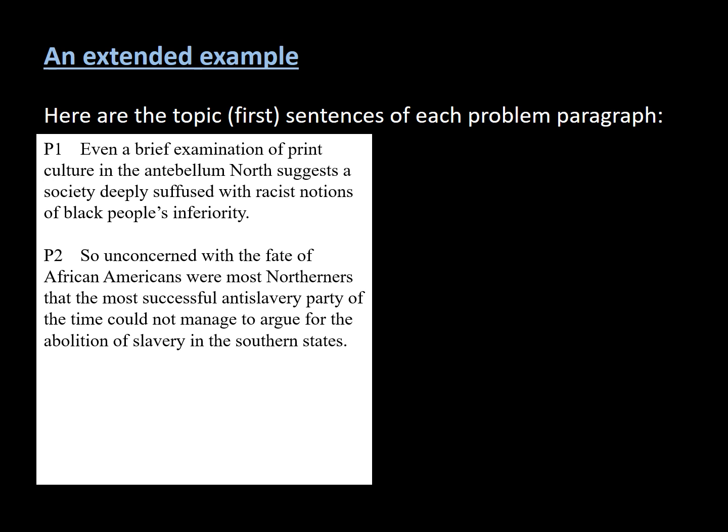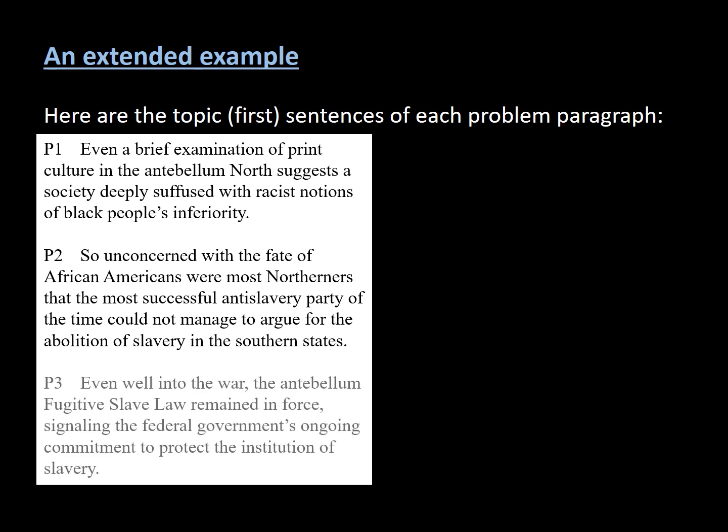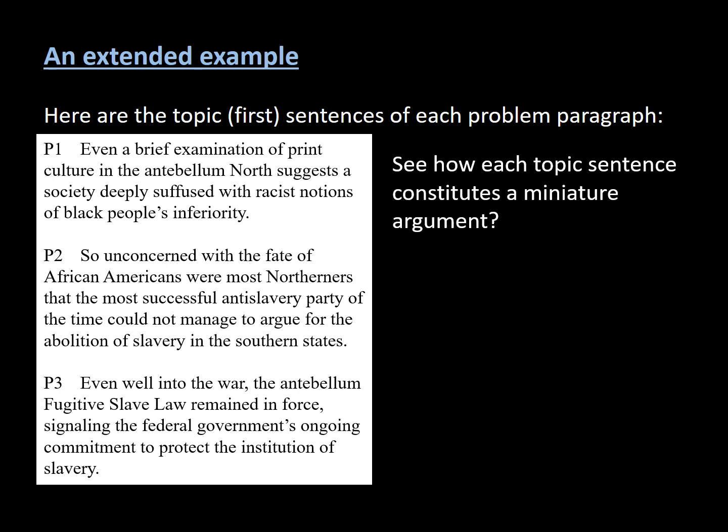Second, this one has to do with the moderate anti-slavery of Lincoln and his Republicans. So unconcerned with the fate of African Americans were most Northerners that the most successful anti-slavery party of the time could not manage to argue for the abolition of slavery in the Southern states. Again, the rest of that paragraph is going to support that point. And then third, even well into the war, the antebellum fugitive slave law remained in force, signaling the federal government's ongoing commitment to protect slavery. So each topic sentence is going to constitute a kind of mini thesis. It is the argument for its paragraph.